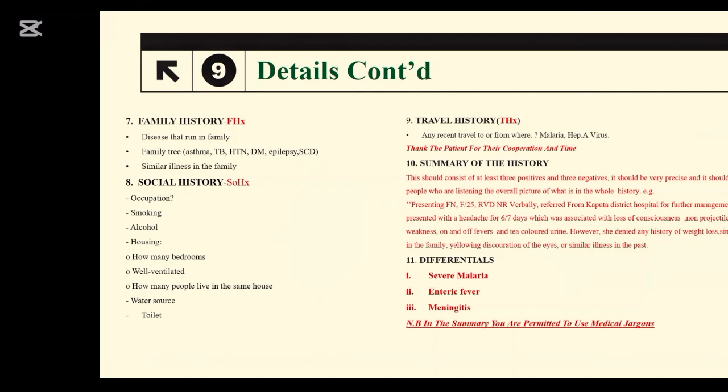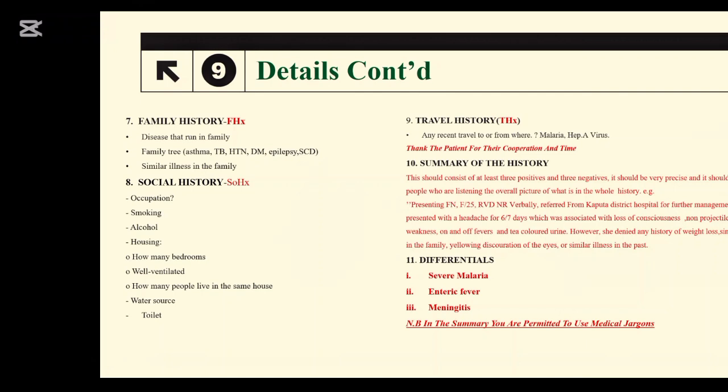And then travel history. Travel history, like I said, is very important. Any recent travel to or from where? We want to identify that because remember that some of the diseases are endemic, like malaria and hepatitis A virus. And then you thank the patient for their cooperation and time. Like I said, it's not everyone that is going to give you a chance to ask them questions.